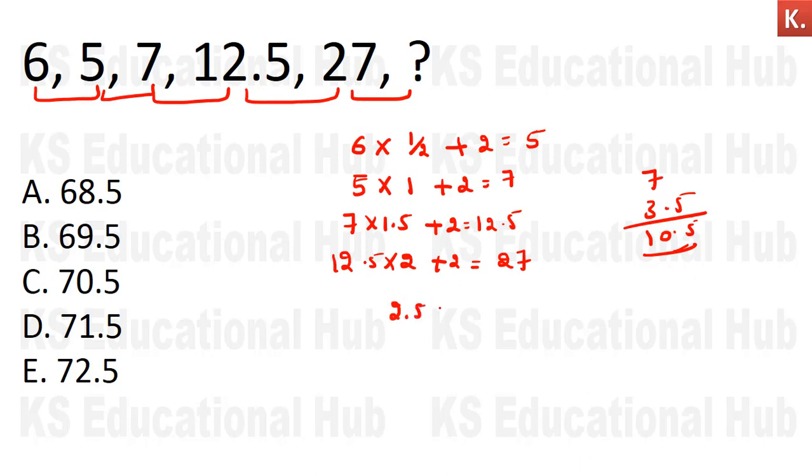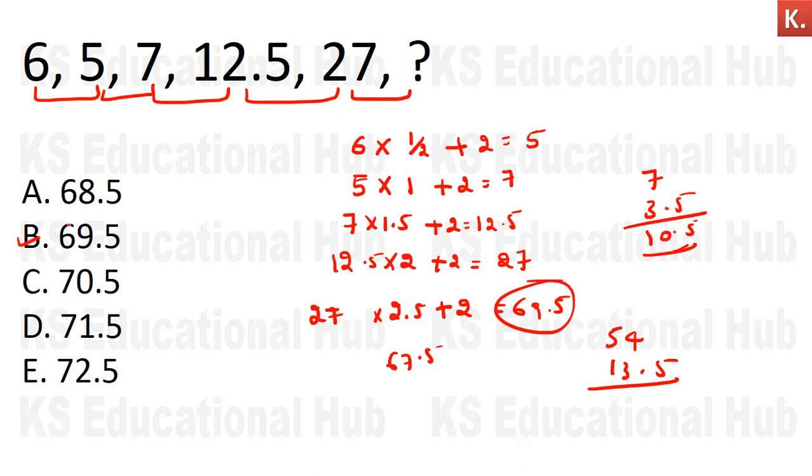So whatever value we get here, to that value we are adding 2. So 27 into 2.5. 27 into 2 is equal to 54. 27 into 0.5 is equal to 13.5. So 13.5 plus 54 is equal to 67.5, plus 2 is equal to 69.5. That has to be the answer. That is option B here. Clear? Let's check out the next one.